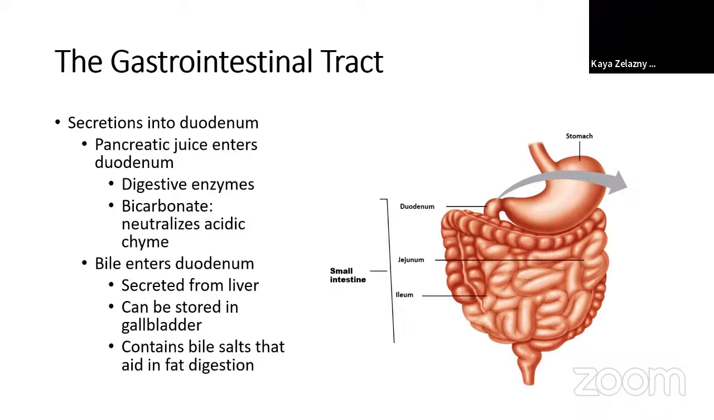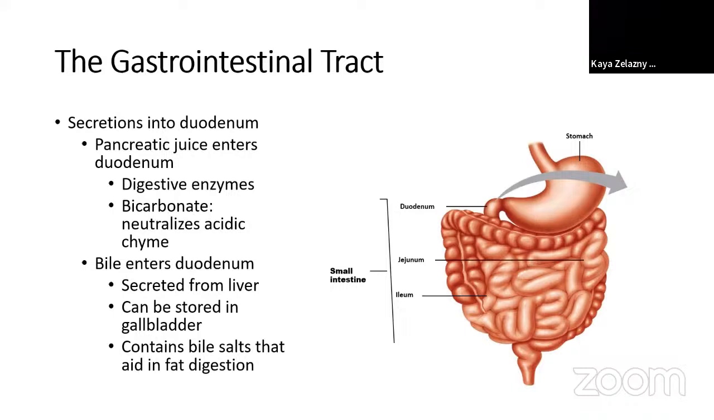Another thing that's going to be entering into the duodenum, this first part of the small intestine, is bile. Bile is originally secreted from the liver. We will also talk about the liver and its function as a gland. But we've thought very briefly about bile before when we thought about the processing of red blood cells.